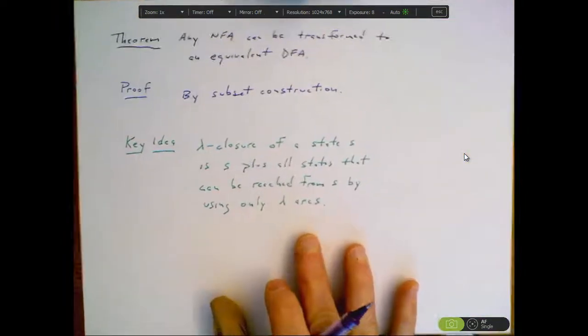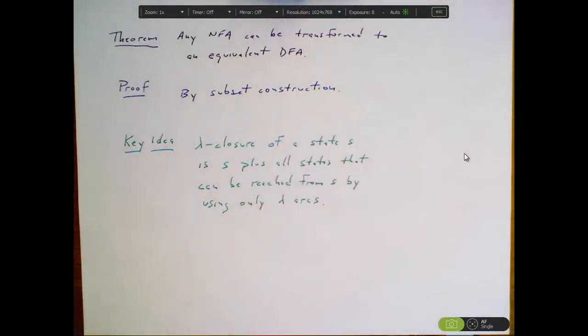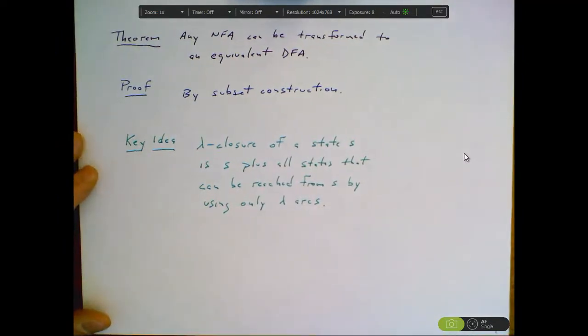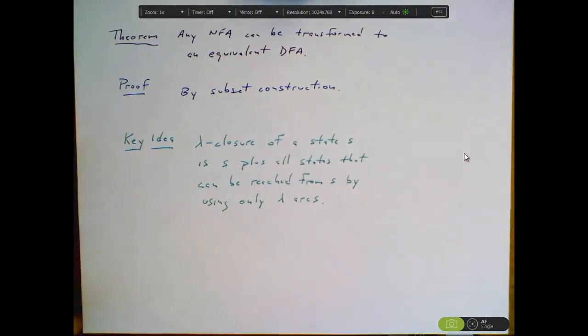So the basic theorem here is that we don't need the non-determinism actually. Any non-deterministic finite state machine can be transformed to an equivalent deterministic machine. And it's actually a constructive proof.